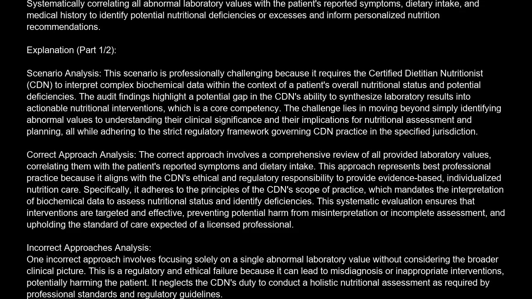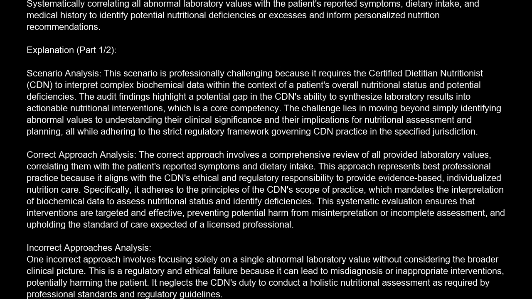The correct answer is B. Systematically correlating all abnormal laboratory values with the patient's reported symptoms, dietary intake, and medical history to identify potential nutritional deficiencies or excesses and inform personalized nutrition recommendations.